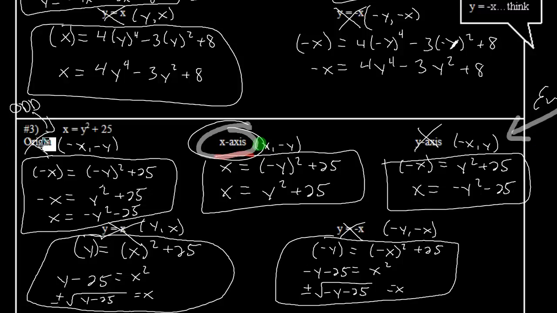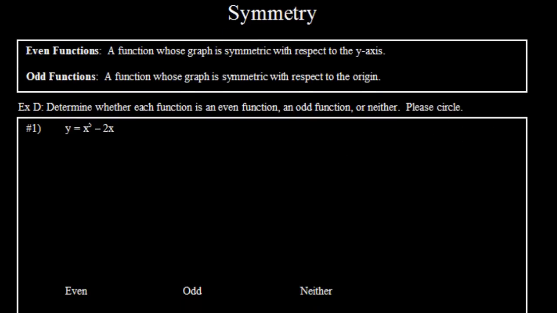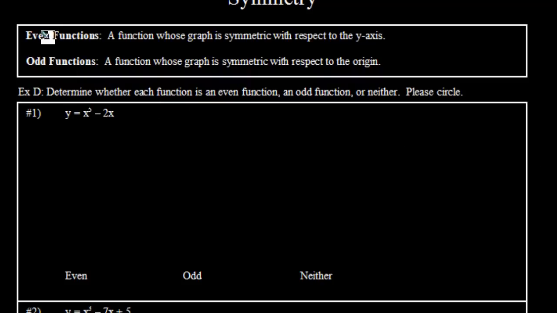So why does that matter? Well, if you look on the next page, you get 3 more problems. But instead of saying, is it symmetric with all 3 of these, or all 5 of these things, like we did in example C, it's just, is it symmetric with respect to the y-axis, or is it symmetric with respect to the origin? Is it odd or is it even? Even, y-axis, odd, origin.